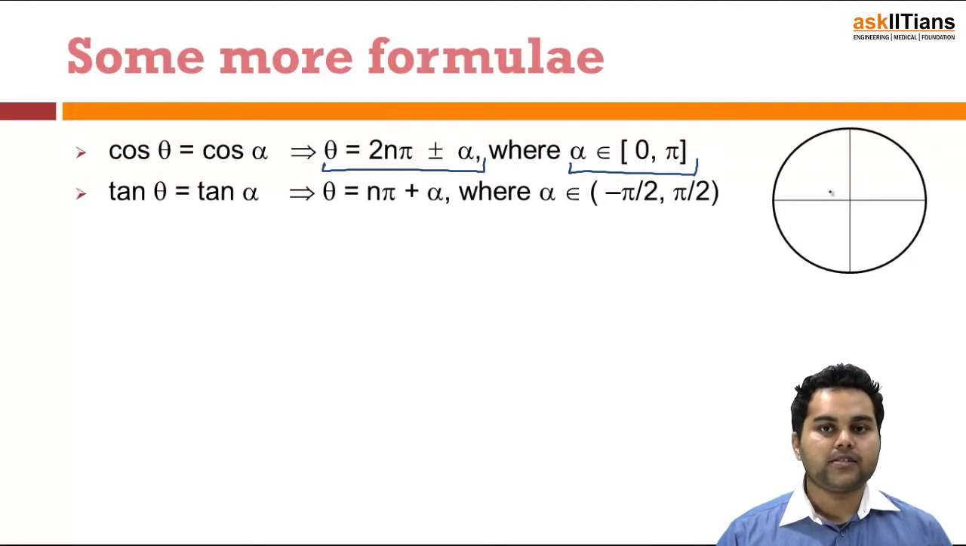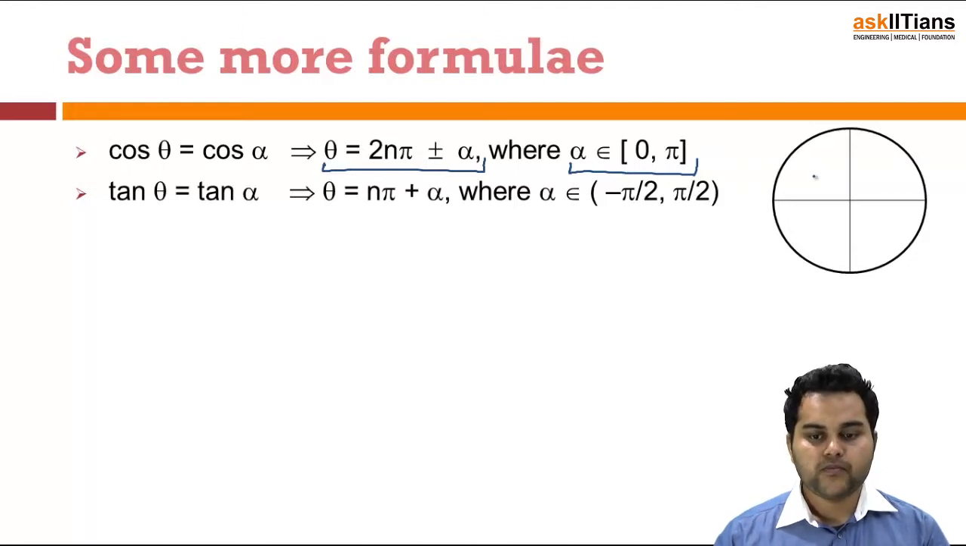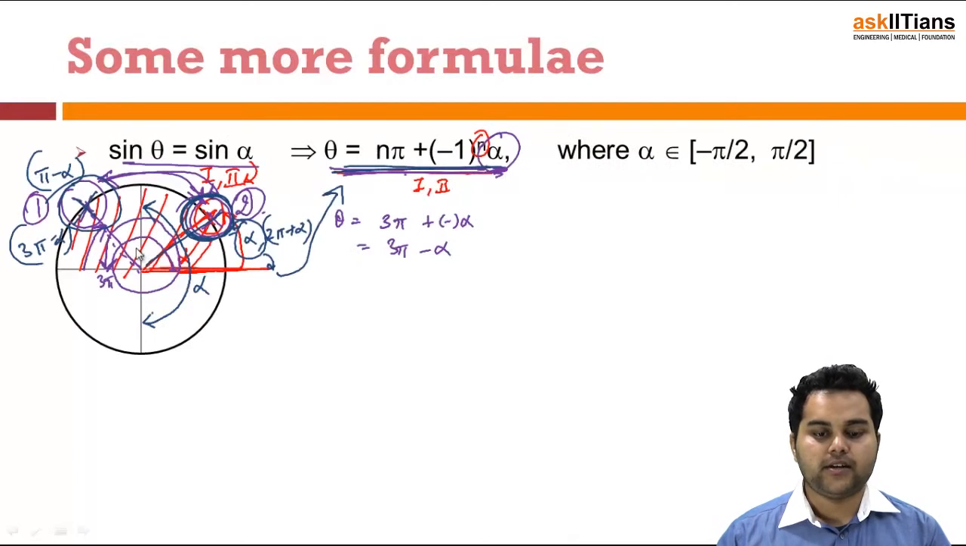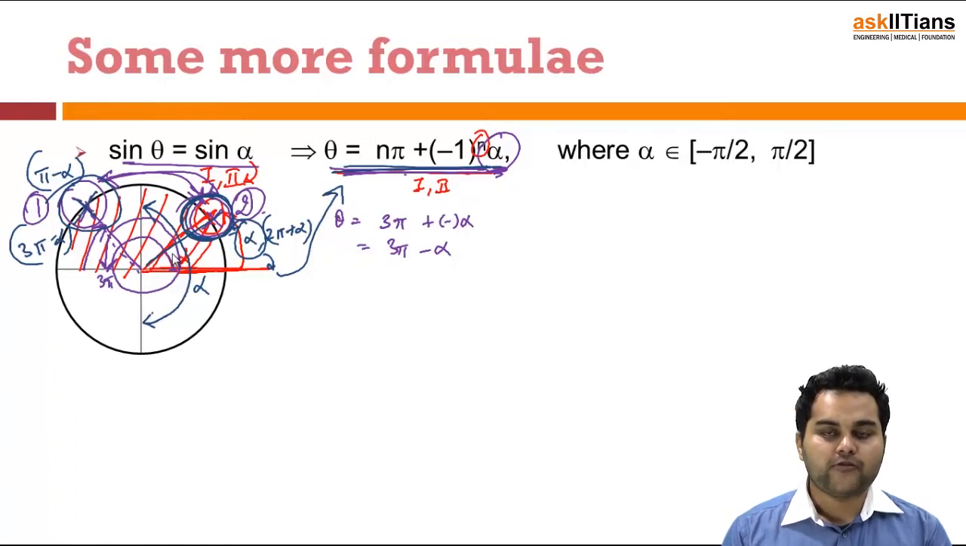So we have defined the range in such a way that for any value of alpha, whether it be positive or negative, we'll have a solution in one of the two quadrants in which it is defined for. Like in the case of sine, we were having the two quadrants as the fourth and first. In the fourth quadrant sine is negative, and in the first quadrant sine is positive. So I would take the value in the first quadrant in this particular case. Had it been negative, I would have taken the value in the fourth quadrant.